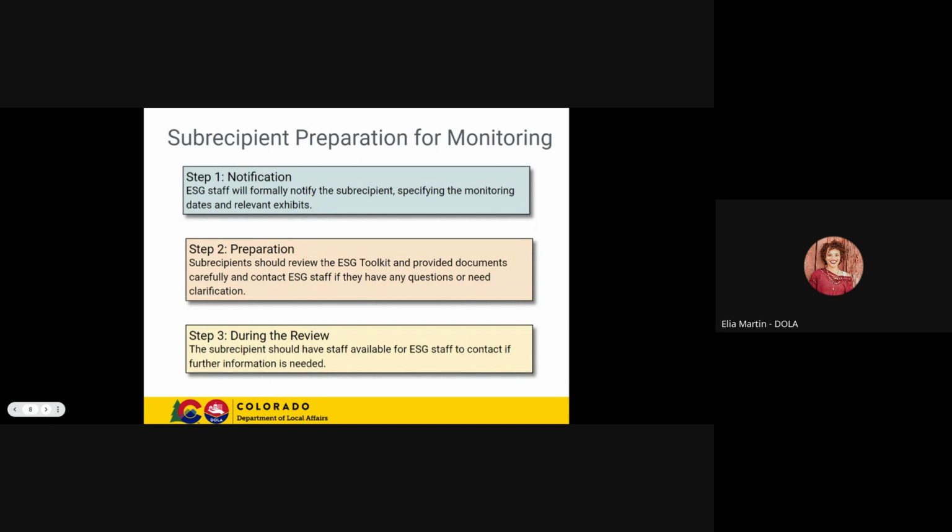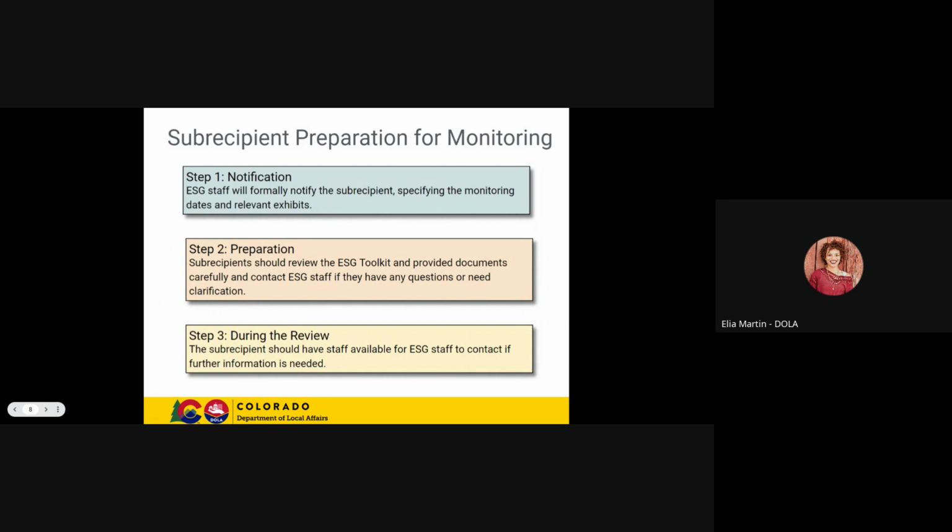Preparing for monitoring as a subrecipient. Your ESG grant manager will reach out to the responsible administrator and signatory authority at your agency via email to notify them of monitoring. In this email, the grant manager will include monitoring dates for you to select from, as well as any relevant exhibits that will be used in the monitoring process.